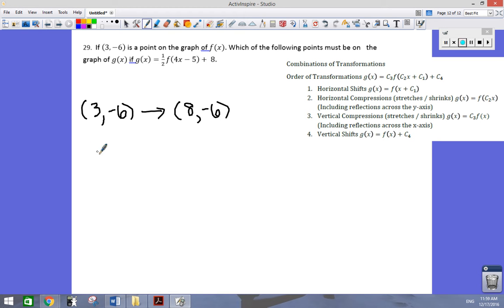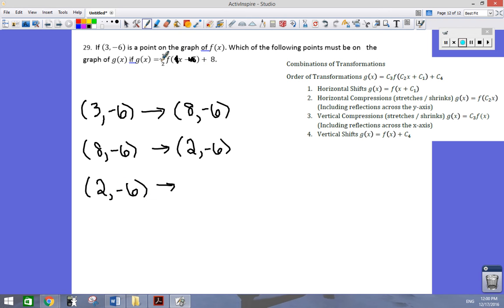So then using that point, I transform this point. And again, I'm still working on the x's because I haven't finished inside the parenthesis yet. It says to multiply by 4, but we actually divide by 4. 8 divided by 4 is 2. That was a horizontal shrink by a factor of 1/4. So now I'm through with transforming the x-coordinate. That 2 is going to remain 2 for the rest of the problem.